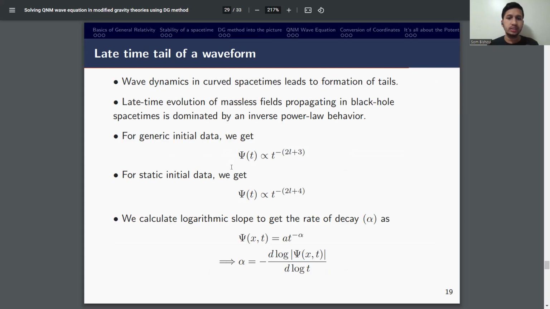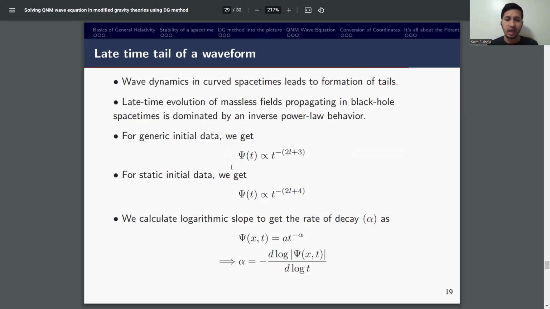What we also know is that the massless fields which we are simulating have late-time behavior in a black hole spacetime that is given by a power law. For generic initial data, we have the dependence on time as t to the minus (2L plus 3). Here L is the multipole number again. We saw in the previous graphs the dependence for L equals 0, 1 and 2. Similarly, for static data, we have t to the minus (2L plus 4). What we want to do here is try to verify these exponents, 2L plus 3 and 2L plus 4, numerically.